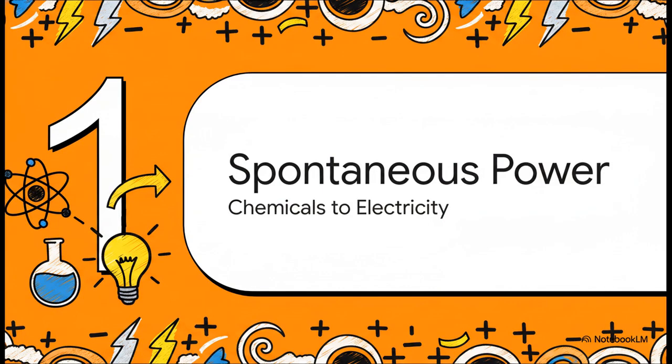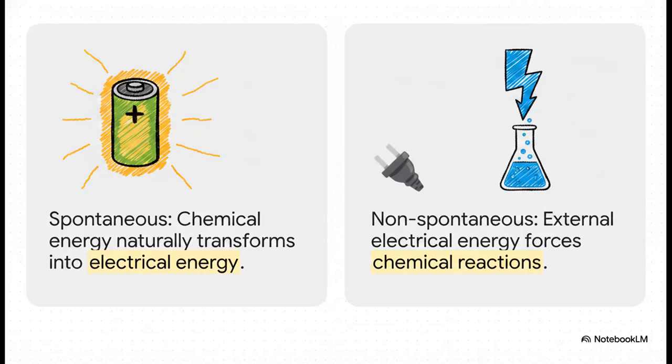Section 1. Chemicals making electricity, or spontaneous power. You know, the whole concept of electrochemistry really hinges on this fundamental duality. On one hand, we have spontaneous or galvanic cells. This is where chemical energy just naturally transforms into electrical energy. Think of the battery running your smartphone right now. On the other hand, we have non-spontaneous or electrolytic cells. That's where we actually have to pump external electrical energy in to force a chemical reaction to happen.